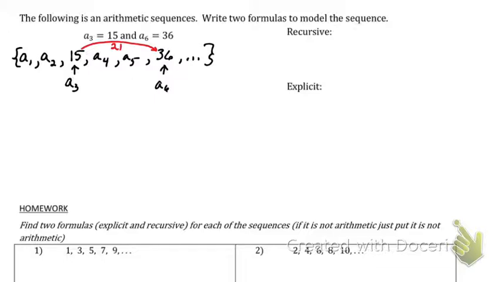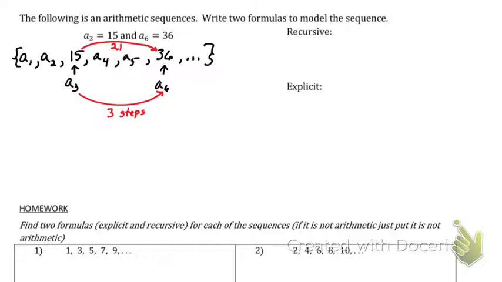So the next thing I want to know is how many steps did I take? Well, the easy way to do that is just to go from 3 to 6. That is going to be 3 steps. To get from 3 to 6, we have to go to 4, go to 5, go to 6. So in other words, it's 6 minus 3. We have 3 steps.